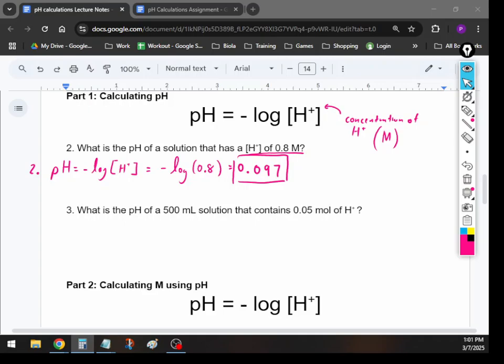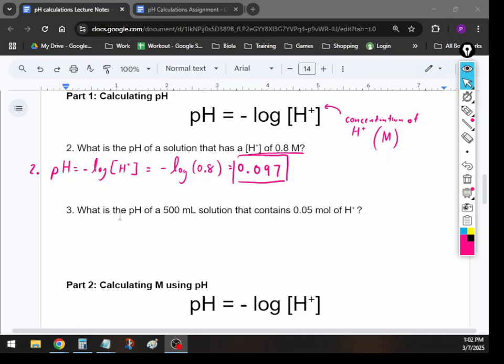If you got something way off, you punched it in your calculator wrong, and I can help you with punching it into the calculator. It's just different for everybody's calculator. But again, don't forget the negative sign. And again, log 10 works. But something around 0.097, 0.096, whatever.